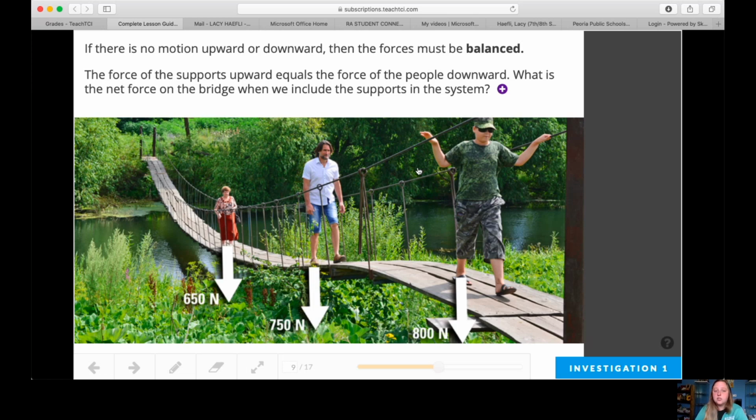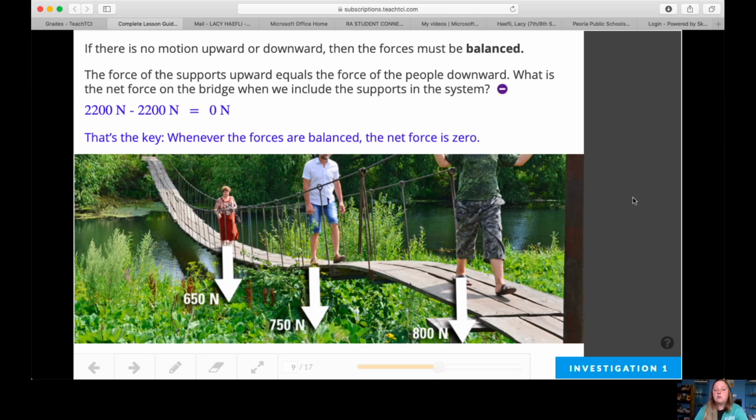So what is the net force on the bridge when we include the supports in this system? Well, it would be a total of 0. So there would be 2,200 newtons downwards minus 2,200 newtons upwards. So we get a balanced force of 0 newtons. So whenever the forces are balanced, the net force is always 0.